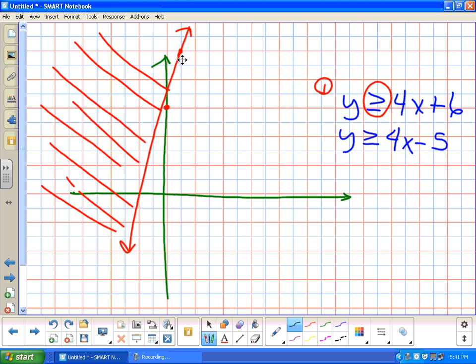Second line, I will draw in blue. Y-intercept is at negative 5. Slope is again 4, so I'm going to go up 4 over 1. This one is also a solid line because there's a bar underneath it. This one is also shaded above the line because it's y greater than or equal to.